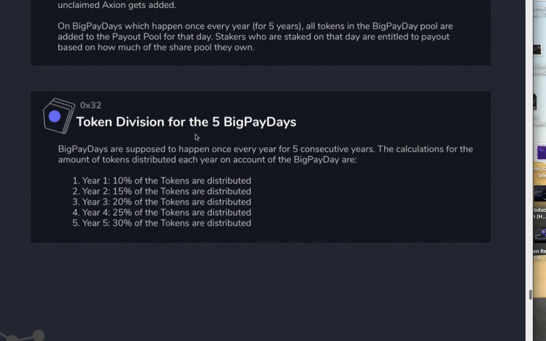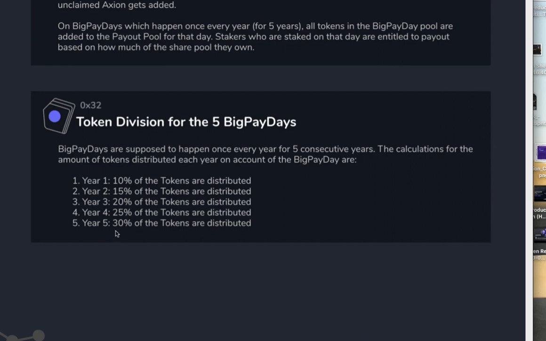So, the token division for the big 5 paydays. Big paydays are supposed to happen once every year for 5 consecutive years. The calculations for the amount of tokens distributed each year on account of the big payday are: year 1 will be 10% of the tokens that are distributed, 15% in the second year, 20% for year 3, 25% for year 4, and 30% for year 5. So wow, some awesome stuff.